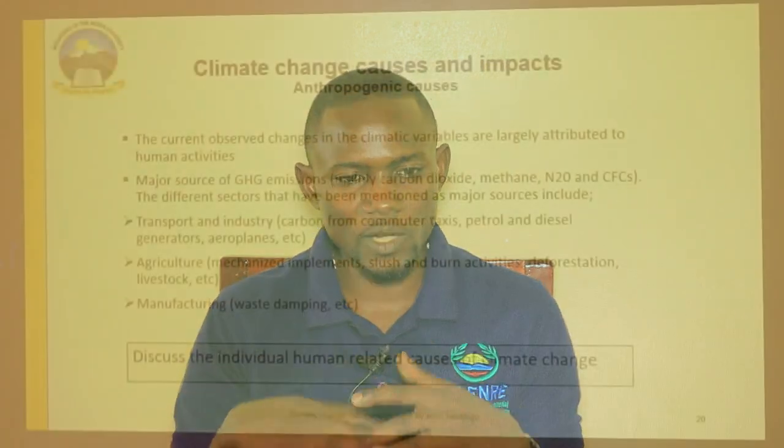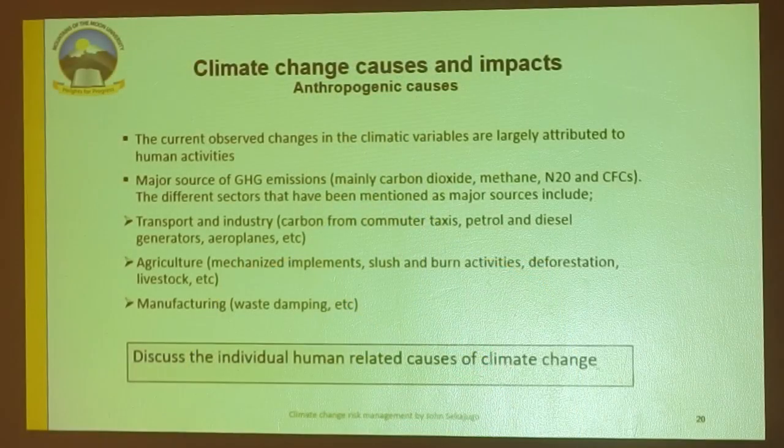We have also the agricultural sector, where we are mechanizing, where we are using slash and burn, we are deforesting, cutting the trees, livestock is unregulated, and all these are sources of greenhouse gases. We have the manufacturing industry, where we are just dumping the waste. Recently, some of you in Uganda, you saw the Kitezi incidences. People just dump the waste the way they want, and because of this, we are releasing more and more greenhouse gases into the atmosphere, enhancing the effect.